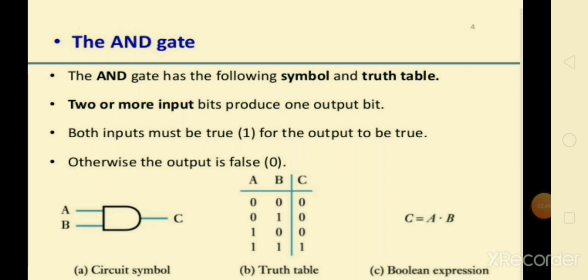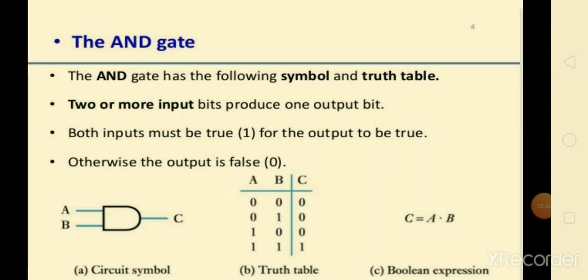Here the AND gate's logical expression is shown in figure C, that is C is equal to A and B. A and B means you can take it as A into B, the multiplication we use whenever we want a multiplication. Now you have to use this Boolean expression in your truth table, C is equal to A into B. Put the first values, A is 0 and B is 0. So what will be C in the truth table?